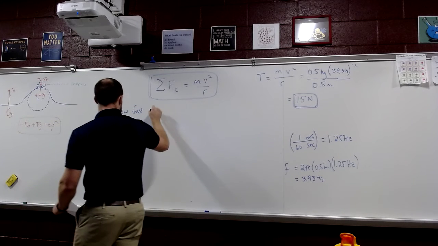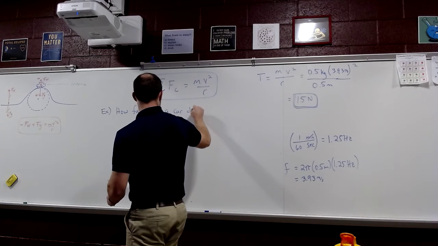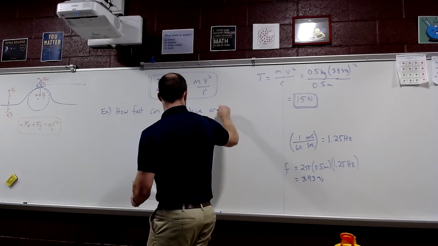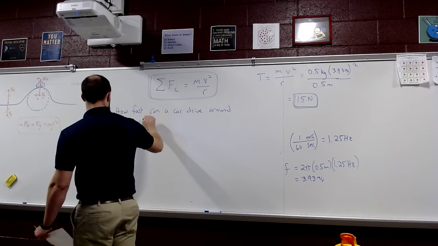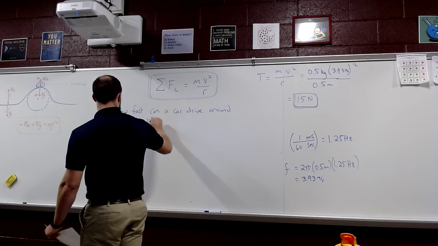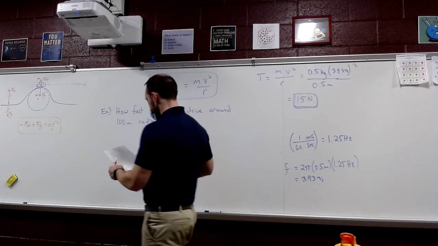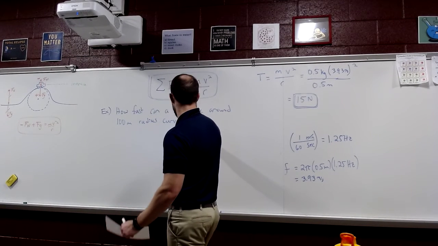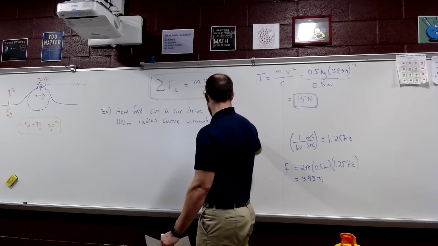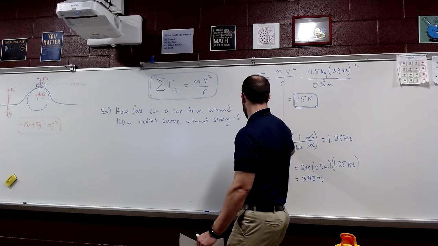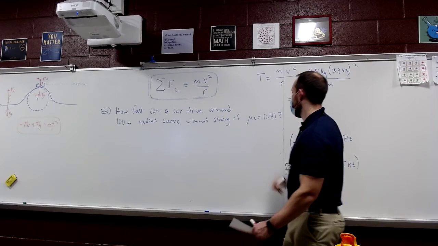How fast can a car drive around a 100-meter radius curve without sliding if the coefficient of static friction is equal to 0.21?